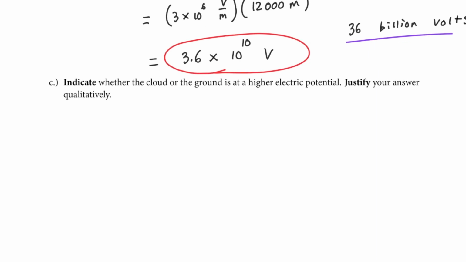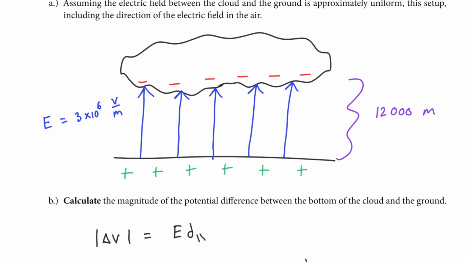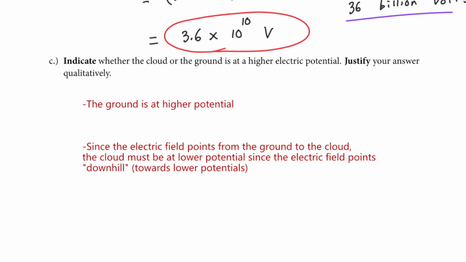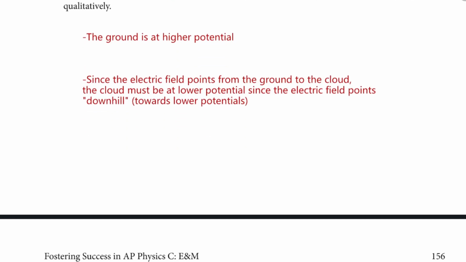So now let's talk about whether the ground or the cloud is at higher potential. We also said that E field always points downhill. So if I look at my E field, because I said the ground was positive relative to the cloud, well, downhill to lower potential is the cloud. So the cloud is at lower potential, which means the ground is at higher potential. Since the electric field points from the ground to the cloud, the cloud is at lower potential due to the downhill rule. So that must mean that the cloud is lower, so the ground is higher.